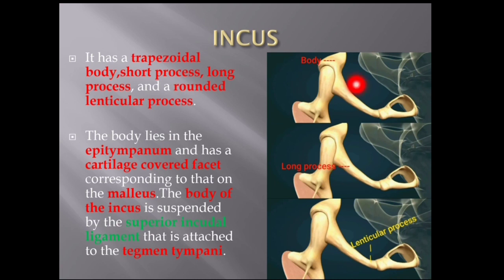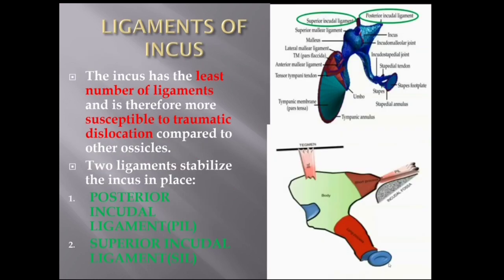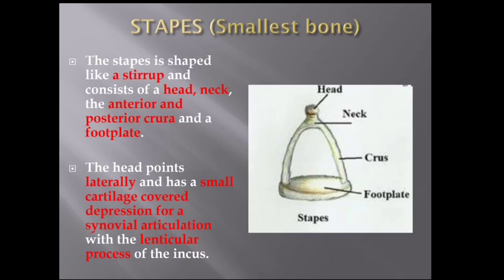Incus: trapezoidal body, short process, long process, and lenticular process. The body lies in the epitympanum and has a cartilage-covered facet corresponding to that on the malleus. The body of the incus is suspended by the superior incudal ligament. Ligaments of the incus are the superior incudal and posterior incudal ligament. The incus has the least number of ligaments and is therefore more susceptible to traumatic dislocation compared to other ossicles.